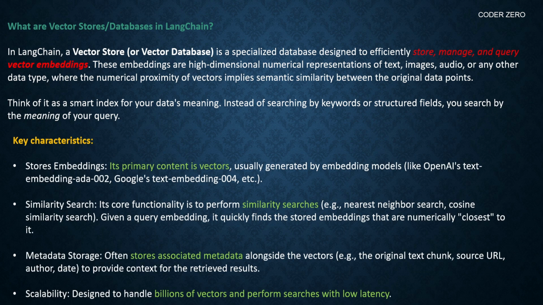So a vector database helps in similarity searches. We can also store metadata with respect to each vector, and it is designed to handle billions of vectors and perform searches with very low latency.